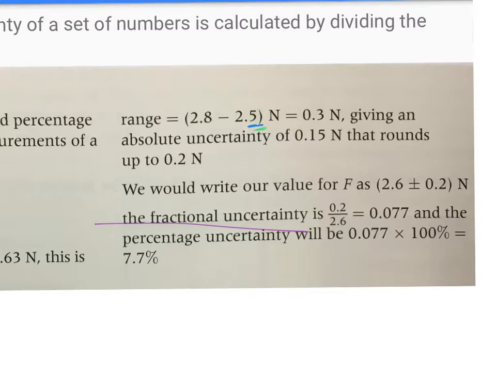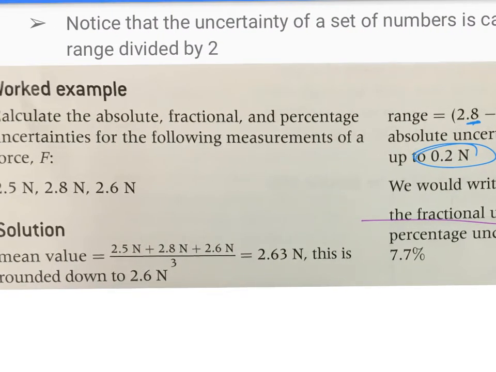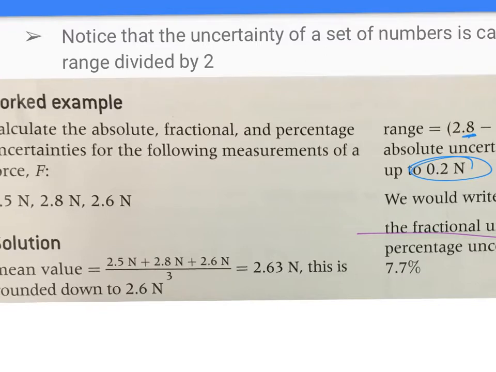for our measurements is the tenths place. So what that means is that our uncertainty also has to be to the tenths place. So we're going to round that up, and our uncertainty is actually going to be 0.2. So our absolute uncertainty is plus or minus 0.2 newtons. We're going to take the average of our data set, which ends up being 2.63, but again, we have to round that to 2.6 because our average can't be more precise than our measurements. That's not possible.